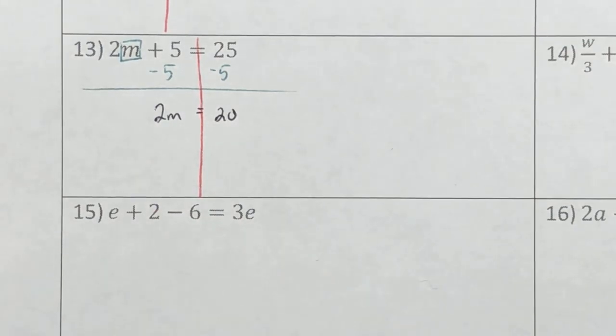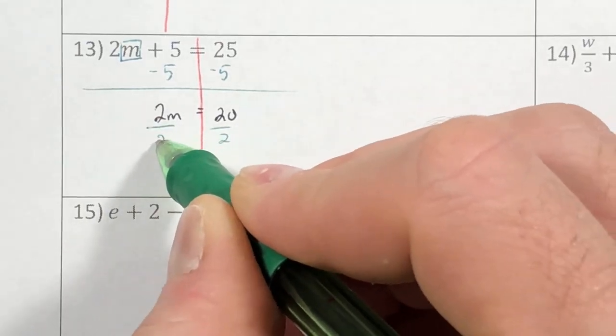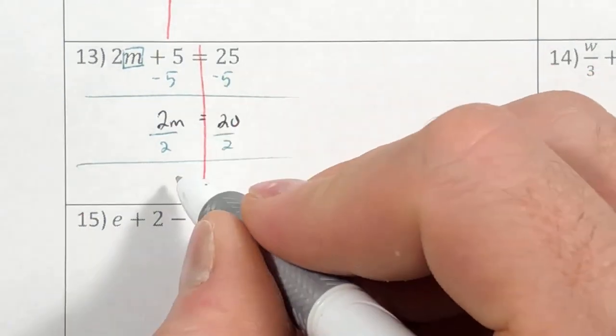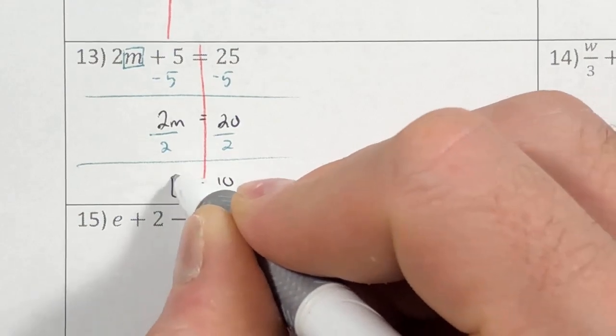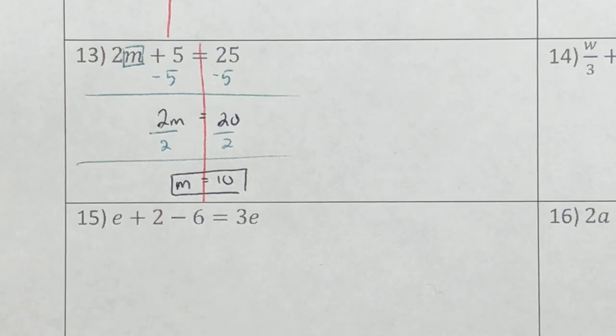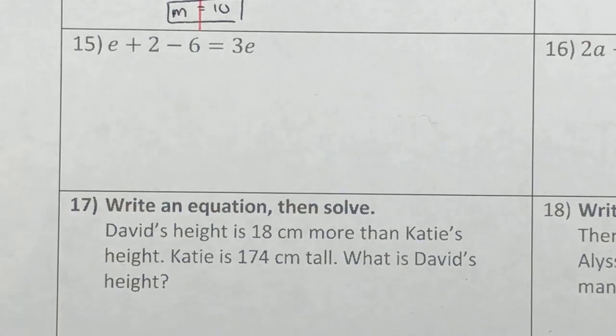Does it have a coefficient? Is there anything multiplied or divided by my given variable? There is a 2, so I'm going to divide both sides by 2, which is going to leave me with a final answer of m is equal to 10. Perfect. And so what I want you to try is the next one, number 15. Go ahead and pause the video, unpause when you're done, and see how well you did.